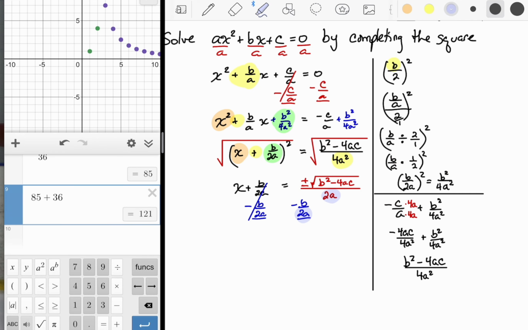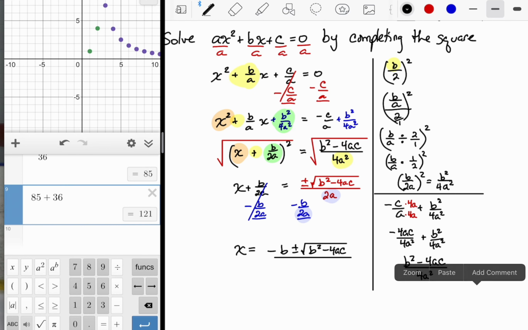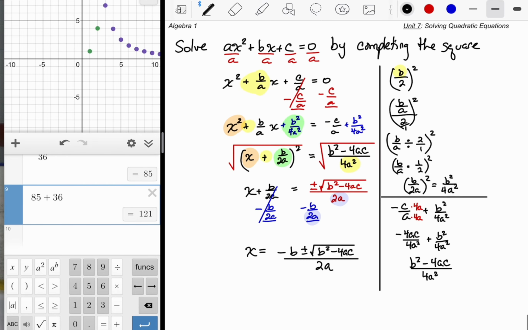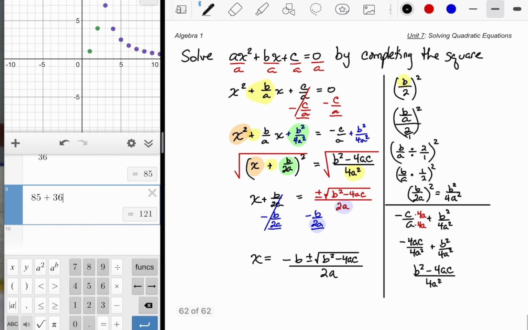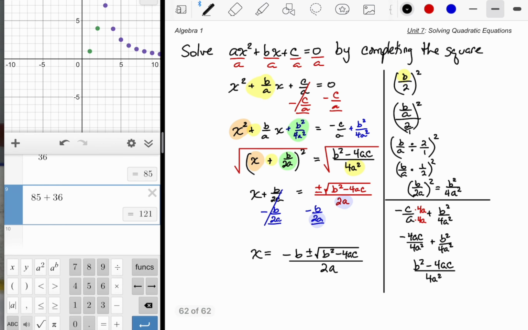I have a common denominator, so I could put these together and make x equals negative b plus or minus the square root of b squared minus 4ac, all over 2a. That would be the complete derivation of the quadratic formula. There's actually other derivations, other ways this formula comes into existence, but this is I think the most popular one. And this is the one I'm going to ask you to do for the bonus tomorrow.